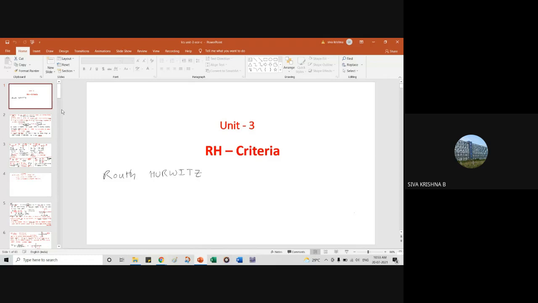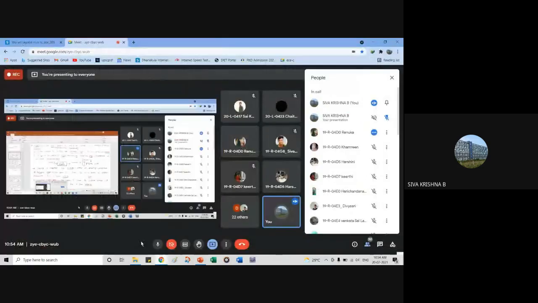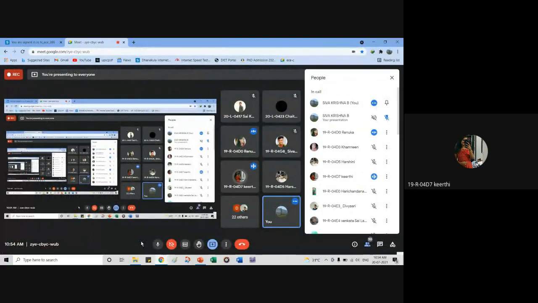Stability is needed for any system. Stability is needed or not? What is the use of that one? Suppose the system is unstable, so what is the disadvantage of that unstable system compared to a stable system? We don't get the desired output if the system is unstable. Yes, very good, Kirti.